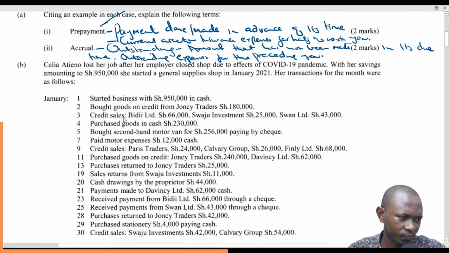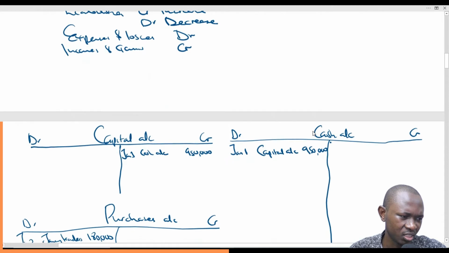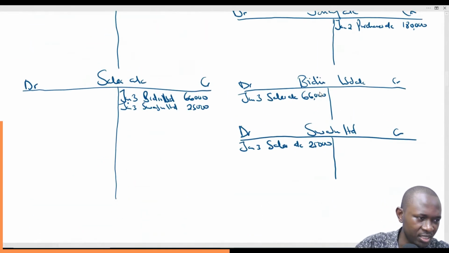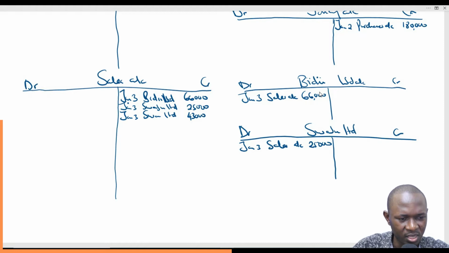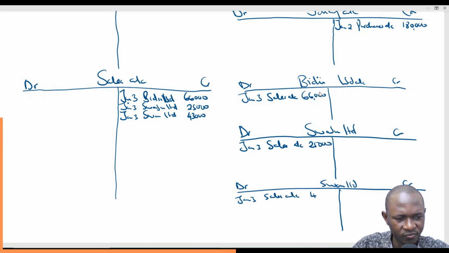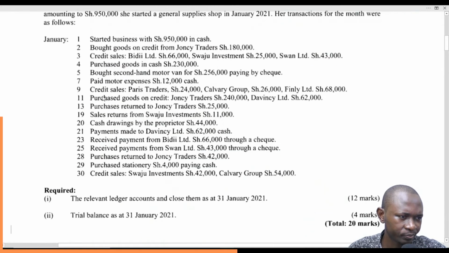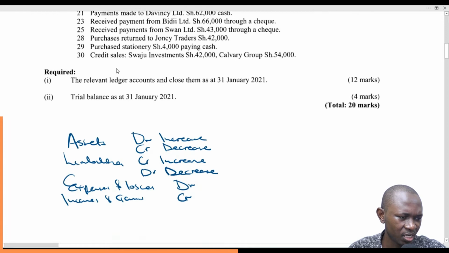Then you go back to the question, credit sales to Swan Limited 43,000. So we'll come here again and say January 3rd, all these are sales. Swan Limited, how much? 43,000. So we come here and say Swan Limited. Make sure you leave enough space. Swan Limited, 43,000, sorry. So January 3rd, sales account 43,000, like that.